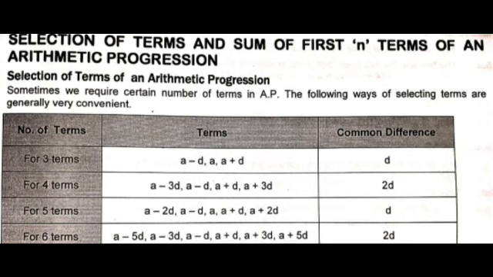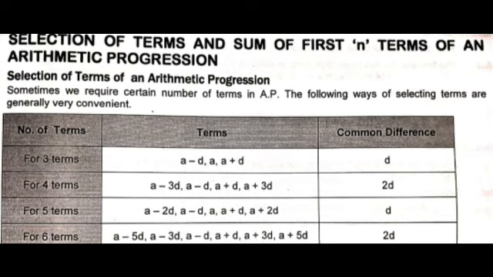Sometimes we require a certain number of terms in an AP. So I would suggest the following ways of selecting terms. Here I have tabulated for you. If we need to consider three terms, that is three general terms of an AP, preferably we should consider the first term as A minus D, second term as A, and third term as A plus D. Here, if you observe carefully, you will find the common difference is D.